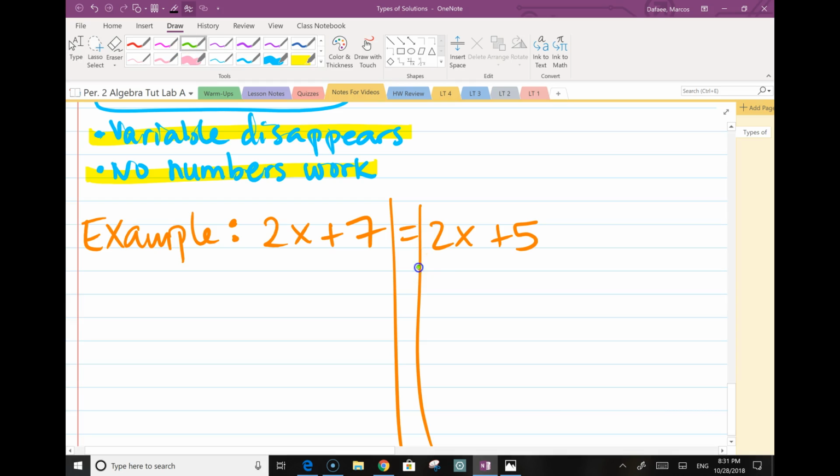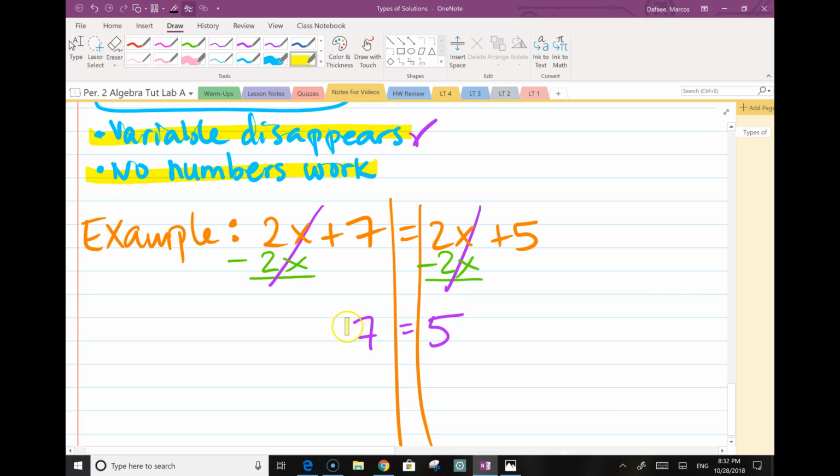Like I did last time, I'm going to subtract 2x here with the idea that I want to join like terms on one side. When I do that, these both eliminate each other. And just like that, we met the first criteria, which is that the variable disappears. And so what we're left with, and this is how this is different from case number 2 with infinite solutions, is 7 is equal to 5.